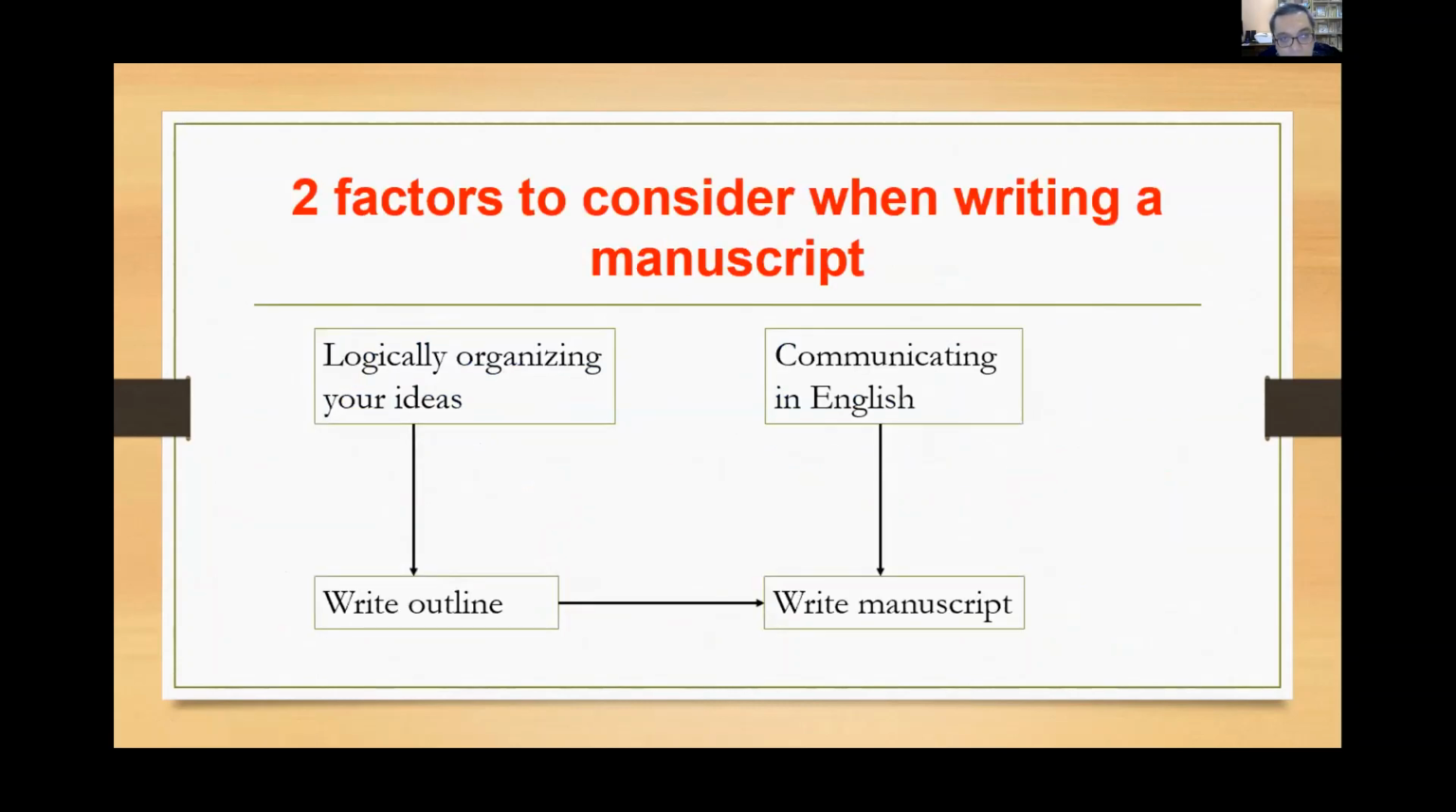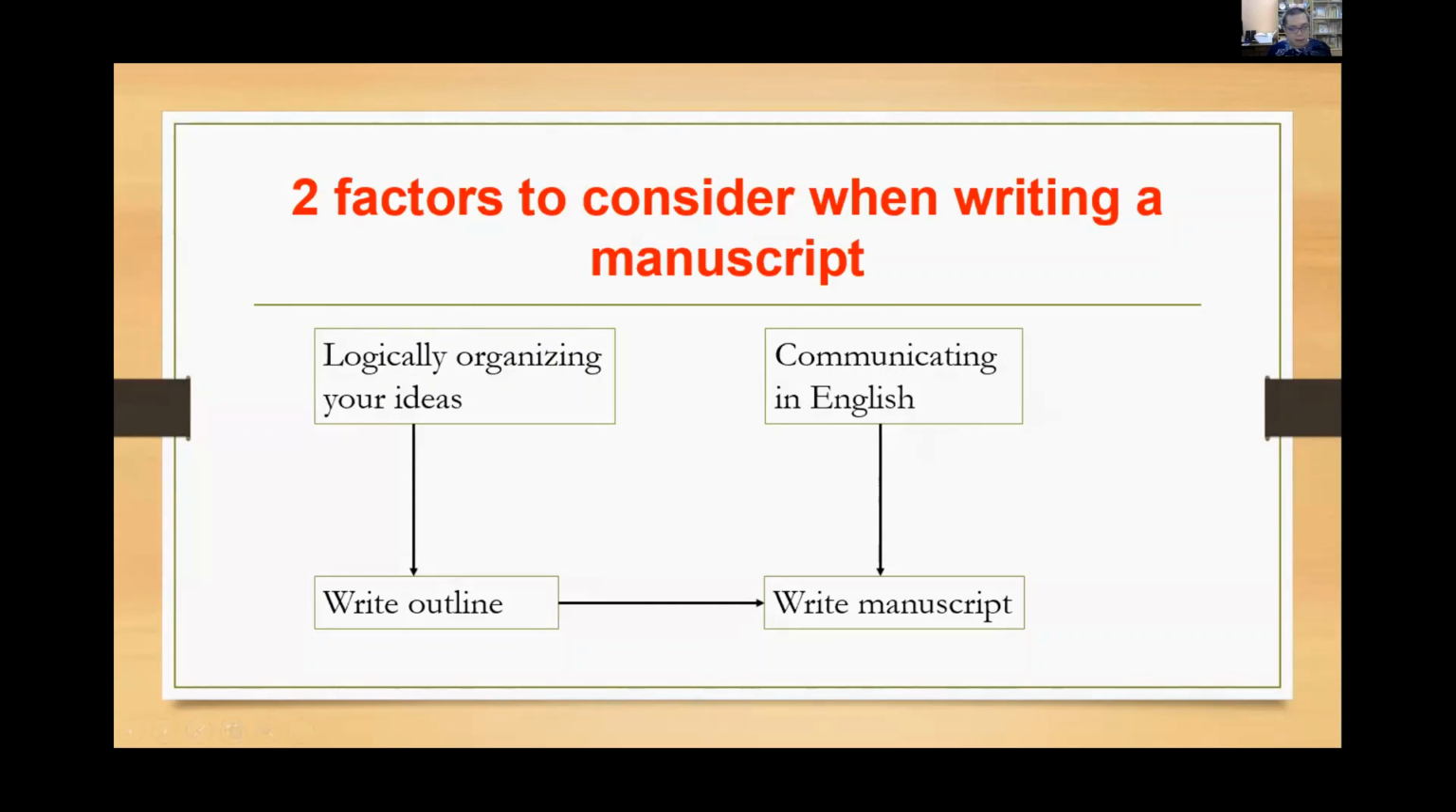So there are two factors to consider when writing a manuscript: logical order and organizing your ideas. That's why we say that one of the keys, after being concise, is the logical order. So you should put your ideas in logical order. It's good that you write an outline. And of course, good organizing plus good communication in English, both combine to produce a good manuscript.